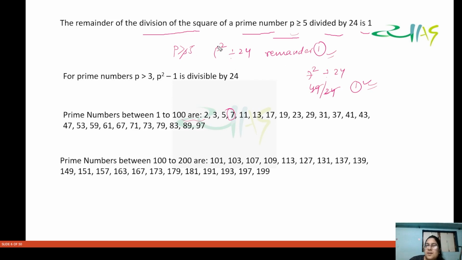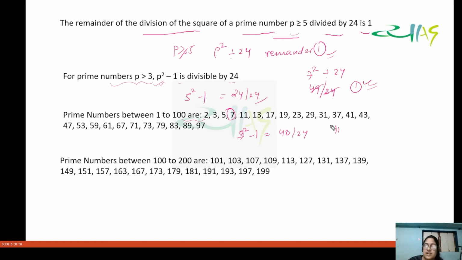And for a prime number p greater than 3, p square minus 1 is divisible by 24. What is a prime number greater than 3? 5 square minus 1 is 24, which is divisible by 24. You can check this property for any number. 7 square minus 1 is also 48, which is divisible by 24.